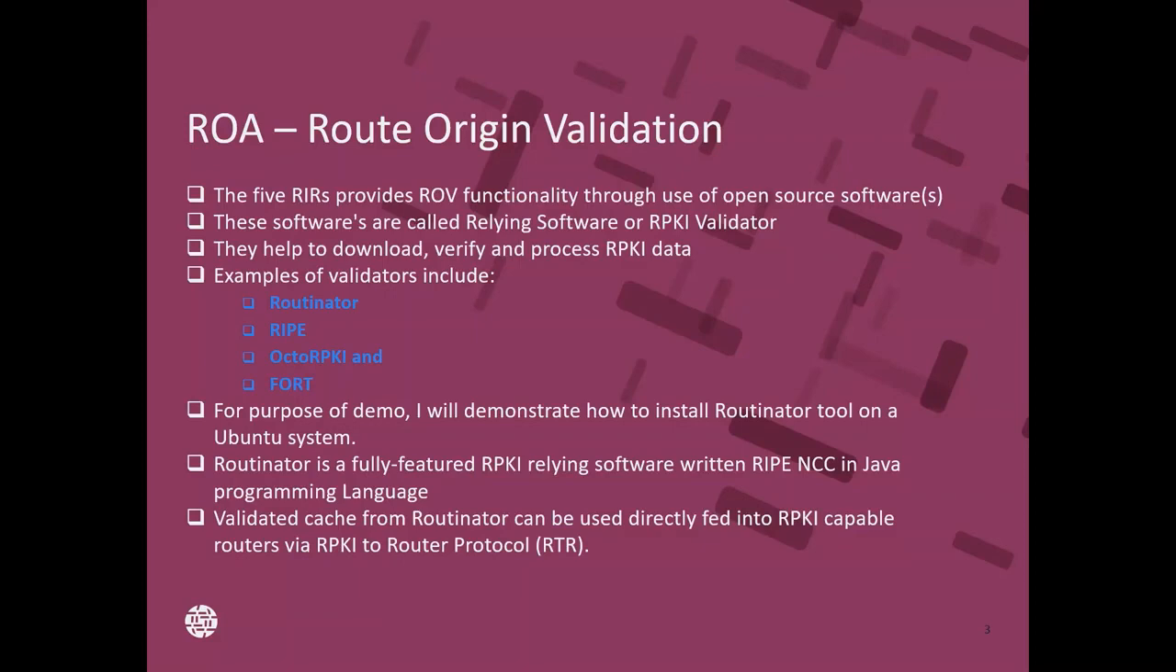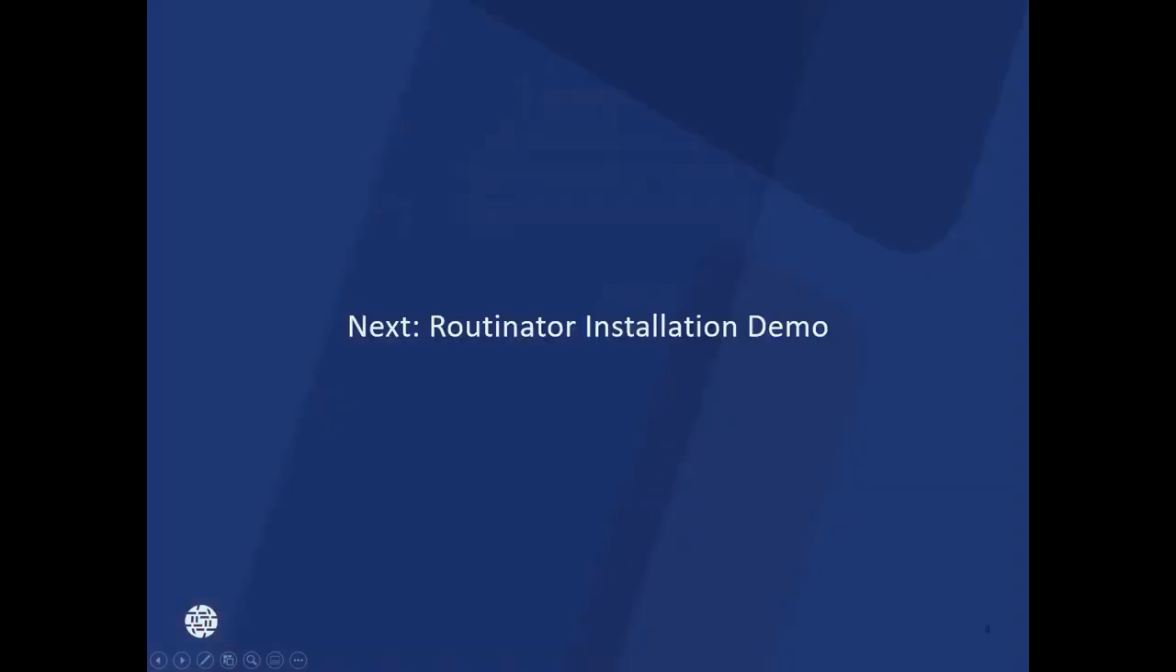Routinator is a fully featured RPKI relying software written by NLnet Labs in the Rust programming language. The validated cache from Routinator can be used to directly feed RPKI-capable routers via the RTR protocol, or RPKI to Router protocol. Next, I'll show the demonstration of how to do that. Thank you and welcome.